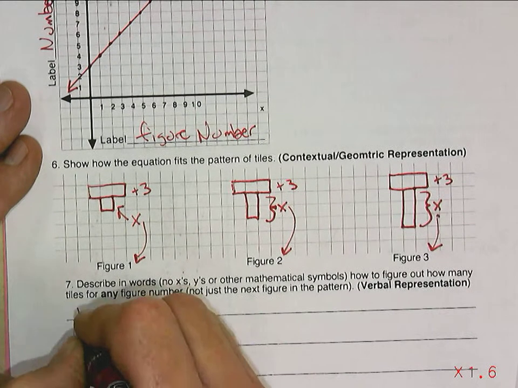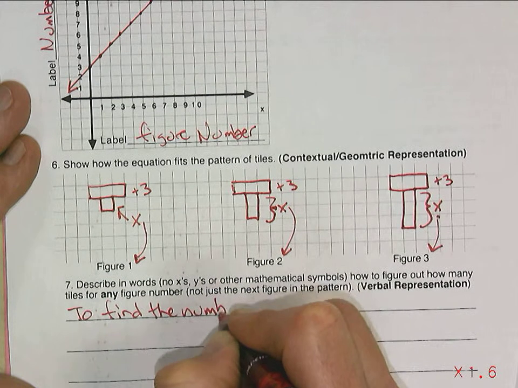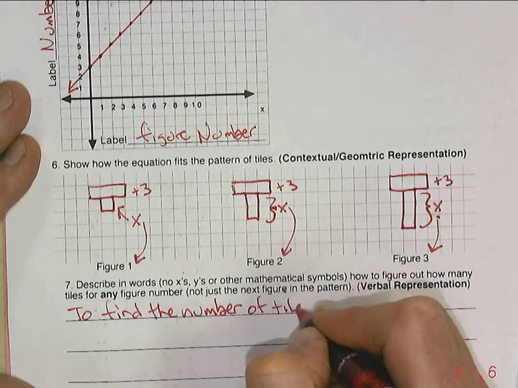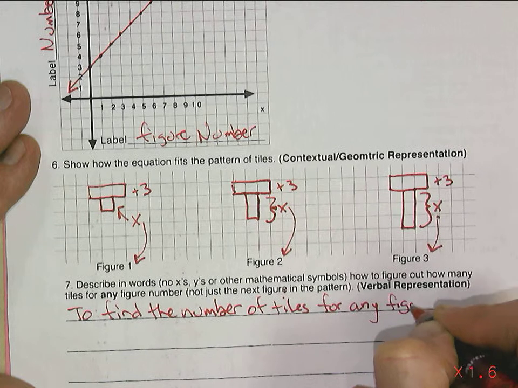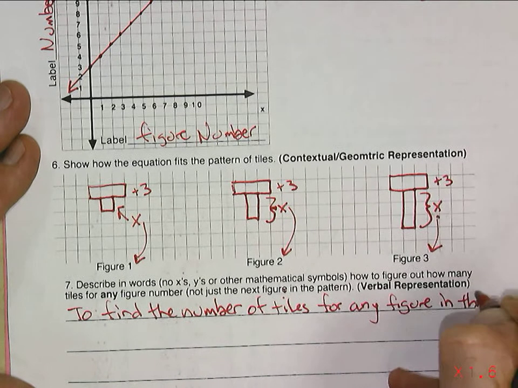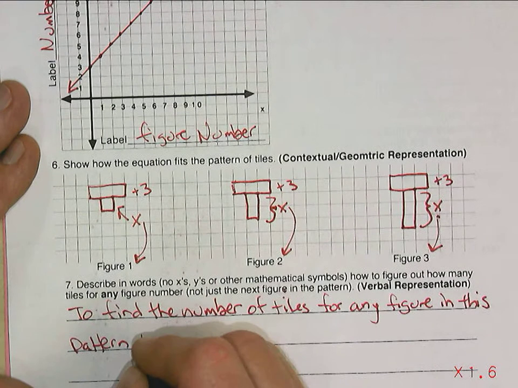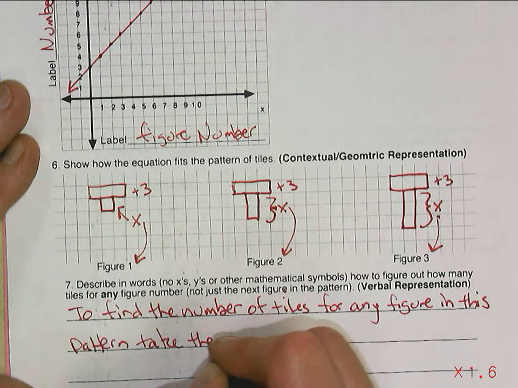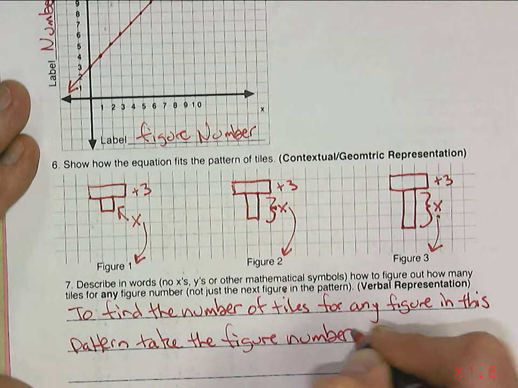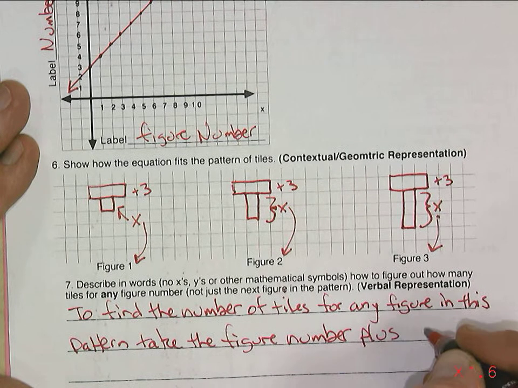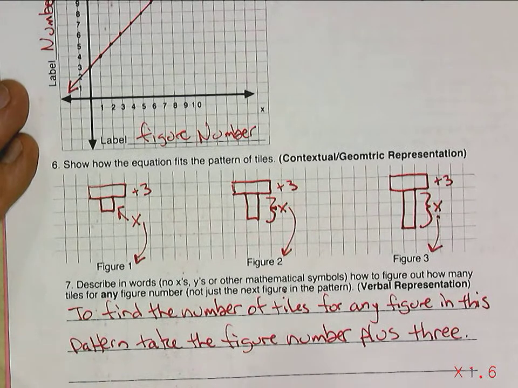So to find the number of tiles for any figure in this pattern, what am I going to do? I'm going to take the figure number plus 3. To find the number of tiles for any figure in this pattern, take the figure number plus 3.